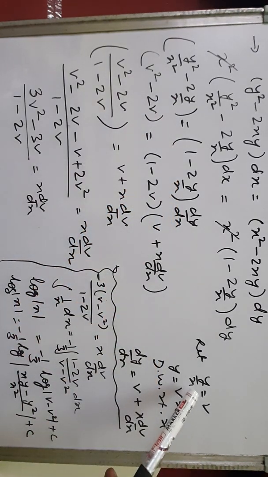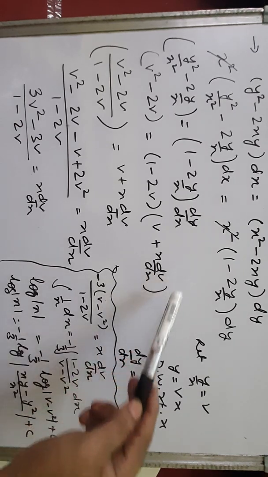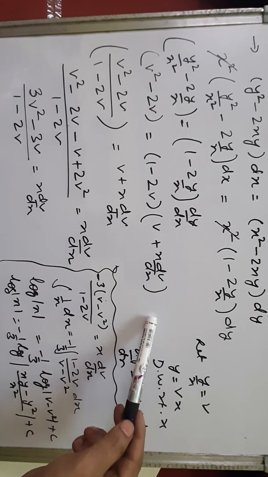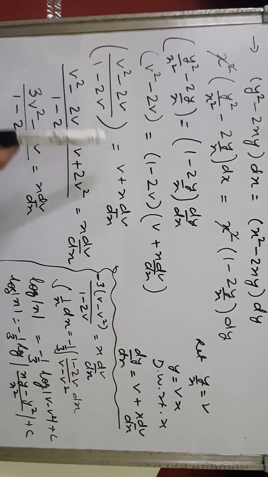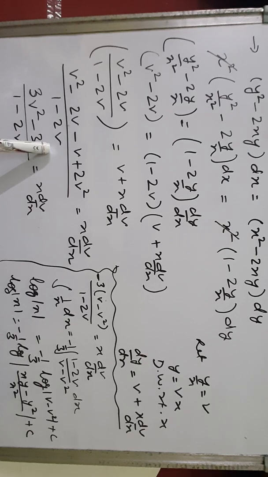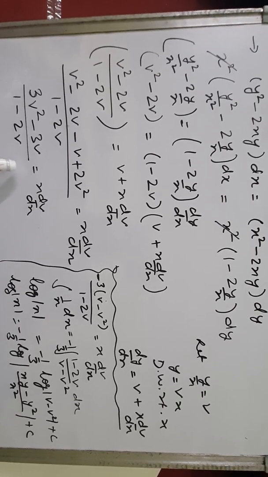Now we will assume y/x equals v. So the value of y is vx, differentiating with respect to x, the value of dy/dx will be v + x dv/dx. So in place of dy/dx, we will substitute v + x dv/dx. Now on cross multiplying this term, we will get (v² − 2v)/(1 − 2v). Transferring v to that side, we will get (v² − 2v)/(1 − 2v) − v. When we take the LCM and solve, we will get (v² − 2v − v + 2v²)/(1 − 2v) equals x dv/dx, alright? When we solve, we'll get (3v² − 3v)/(1 − 2v) equals x dv/dx.